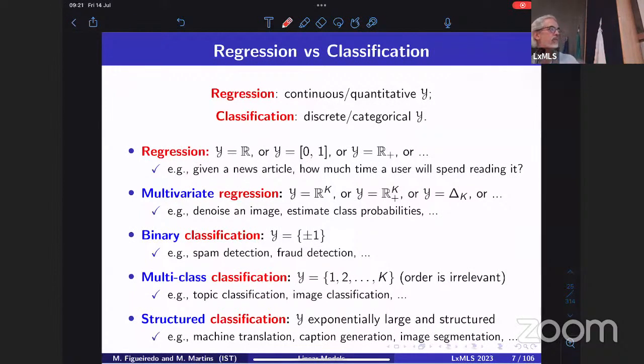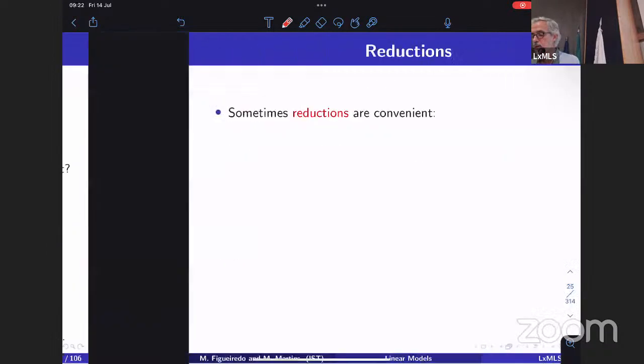So machine translation, caption generation, image segmentation, etc. can all be seen as structured classification. There's more to it than just this, but we will not talk about structured classification today. You'll talk about it on Monday when Noah Smith talks to you about sequence models.